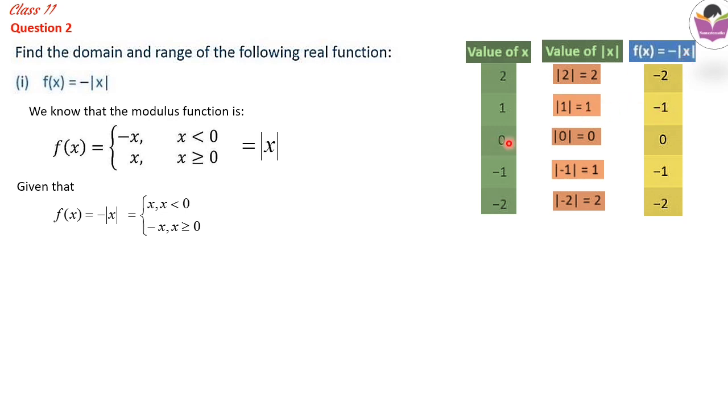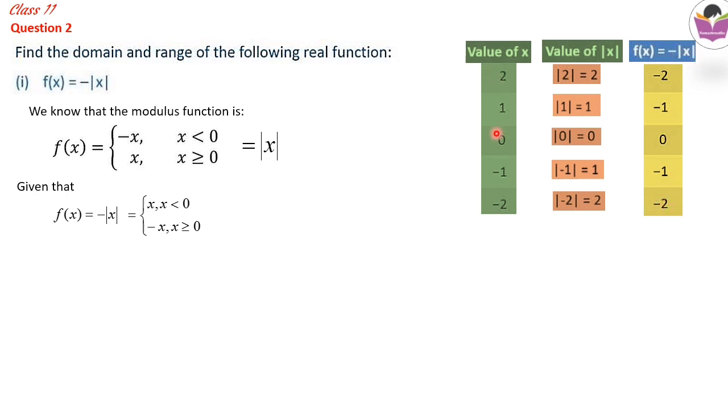Next is 0. When we give input 0, modulus of 0 is 0, and minus modulus of x is also 0. Since it is 0, there is no plus or minus; 0 is neutral, so no need to put any sign. Then when there is minus 1, modulus of minus 1 is plus 1, since the sign is removed when it comes out, and minus modulus x will be minus 1. Then for minus 2, the modulus comes as plus 2, and minus modulus x means minus 2 will be coming.